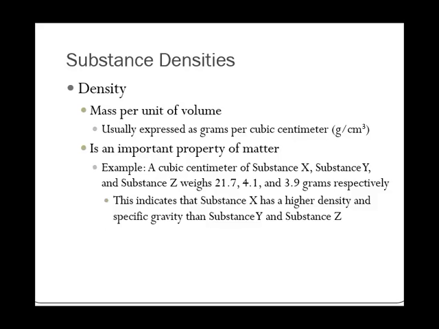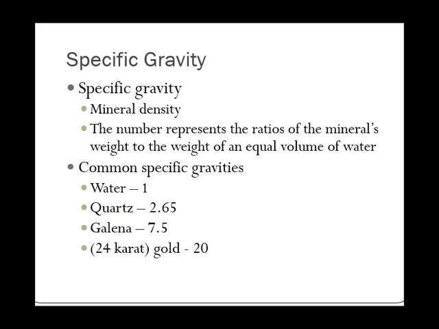In the lab, you would use something called a graduated cylinder to see how much water it displaces, and you would also figure out the mass by weighing it on a scale. Another word for density is specific gravity. They essentially mean the same thing.